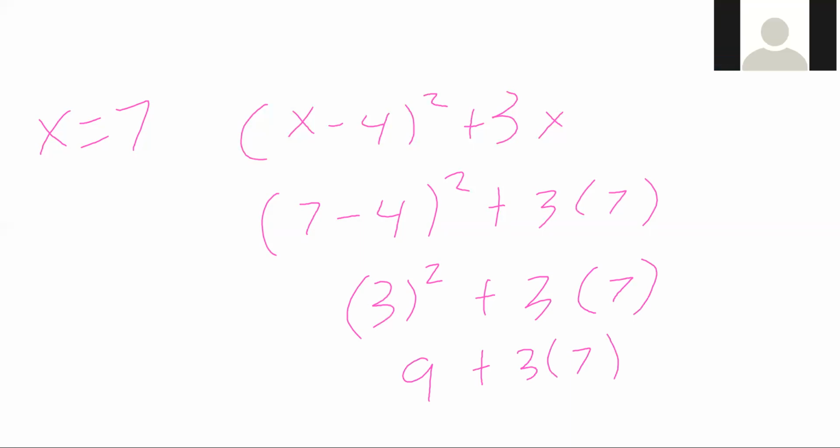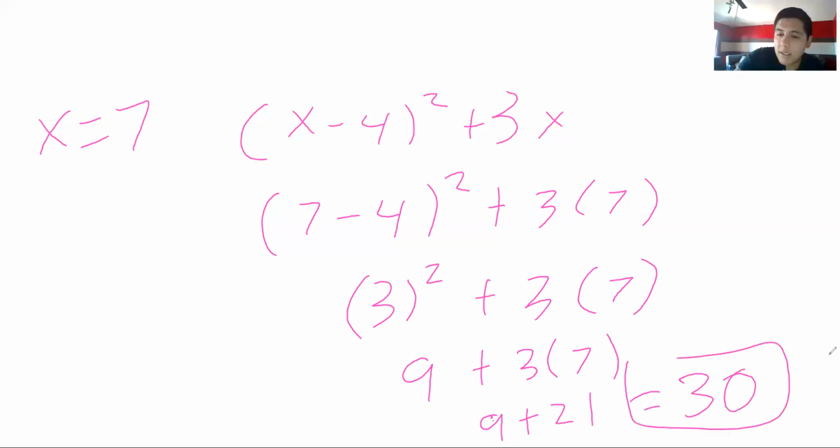3 times 7, right, because that 7 separated by a parenthesis is the same thing as saying multiplication. So 3 times 7 gives us 21. And now finally 9 plus 21 is 30. So the answer right there is 30. So that's what it means to evaluate the expression, right? You got that down? Yep.